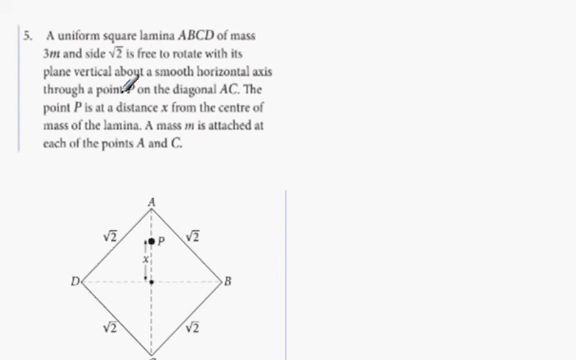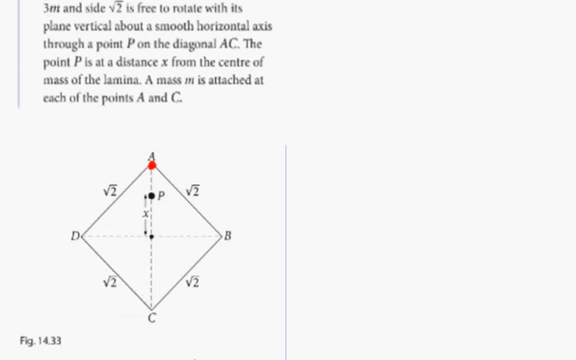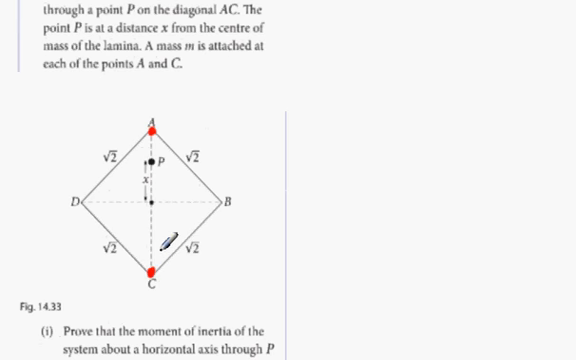A uniform square lamina ABCD of mass 3m root 2 is free to rotate with its plane vertical through a point P on the diagonal AC. The point P is the distance x from the centre of mass of the lamina. A mass m is attached at each point A and C. Now, it's like the last question, except there's 2 masses attached here. First question I'm going to ask you is, does the placement of these 2 masses affect the centre of gravity of the system?